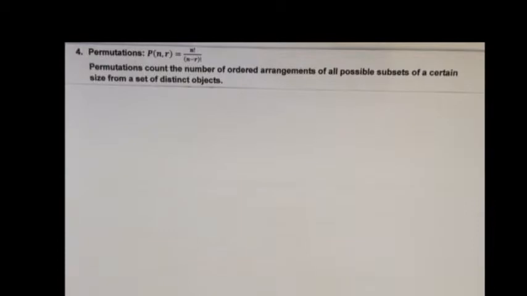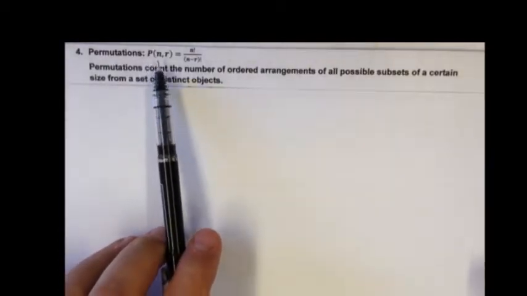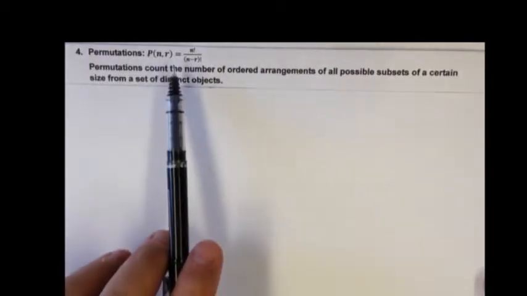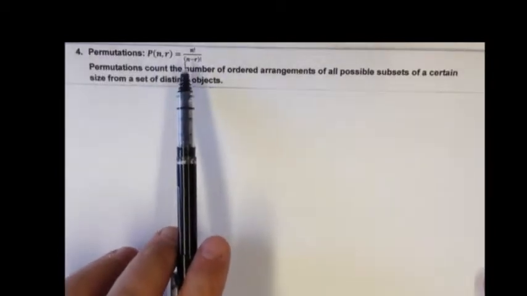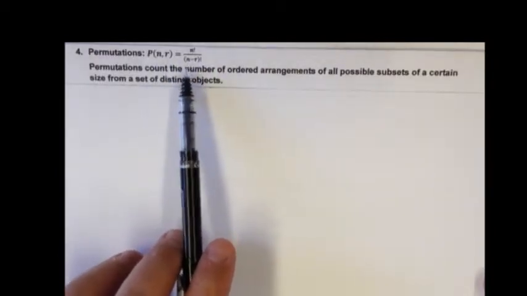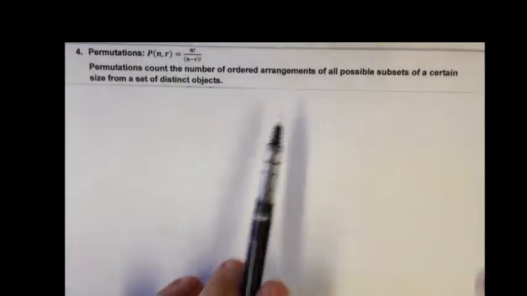The fourth thing is permutations. The permutation of n things taken r at a time is defined to be n factorial divided by the difference between n and r factorial. Permutations count the number of ordered arrangements of all possible subsets of a certain size from a set of distinct objects.